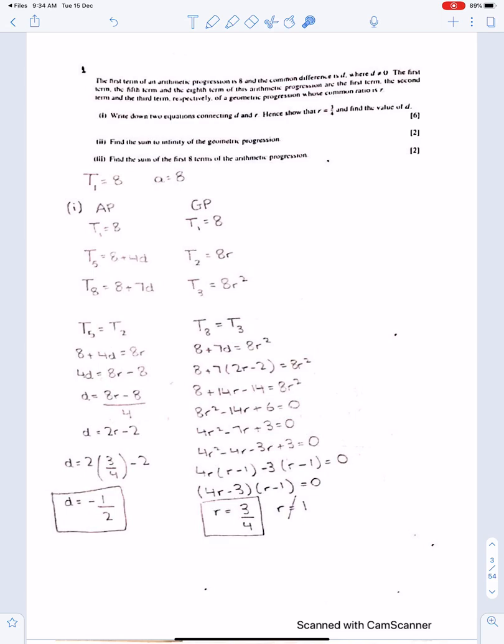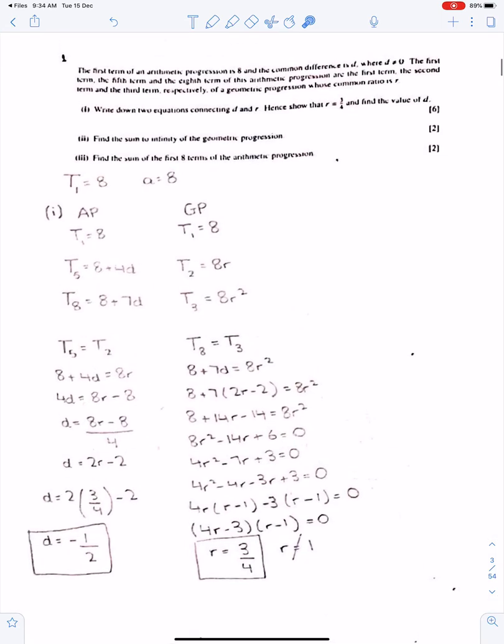Question number 1. The first term of an arithmetic progression is 8 and the common difference is d, where d is not equal to 0. The first term, the fifth term and the eighth term of this AP are the first three terms of a GP with common ratio R.